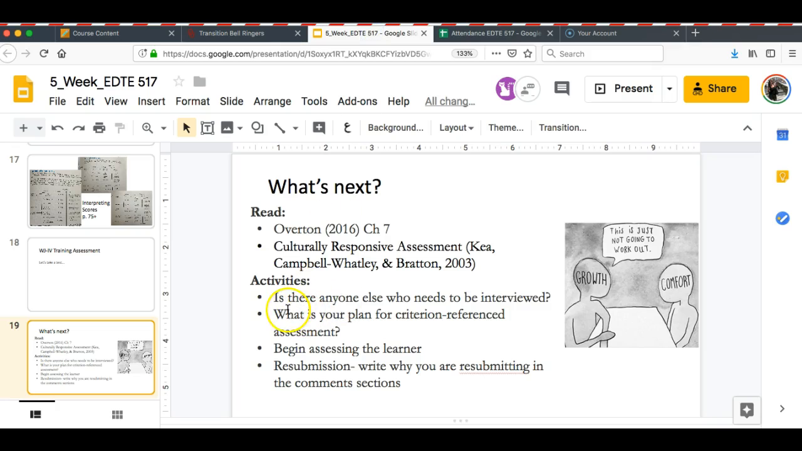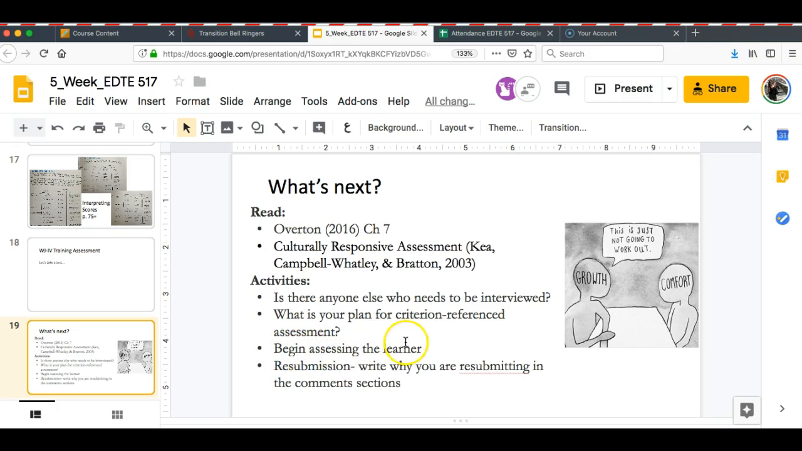The activities that you're going to be doing are really about thinking about whether there is anyone else that you need to interview to really get to know this student, because these assessment reports allow others to get to know the student. Is there anybody else that might be useful there? Or if your case study's changed, who do you now need to interview? What's your plan for the criterion referenced assessment? You're going to be bringing that in, and we'll be meeting with you all individually to talk about that.